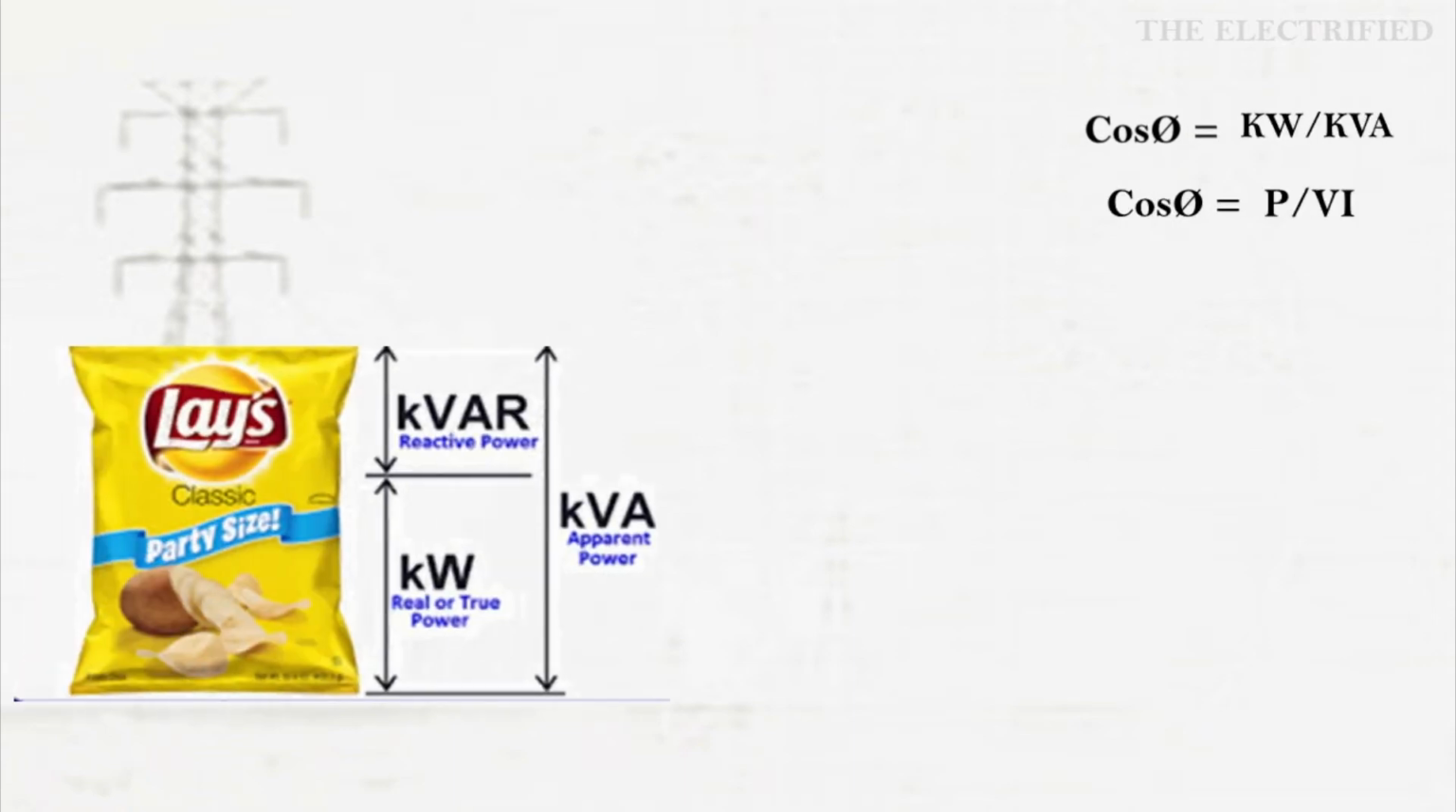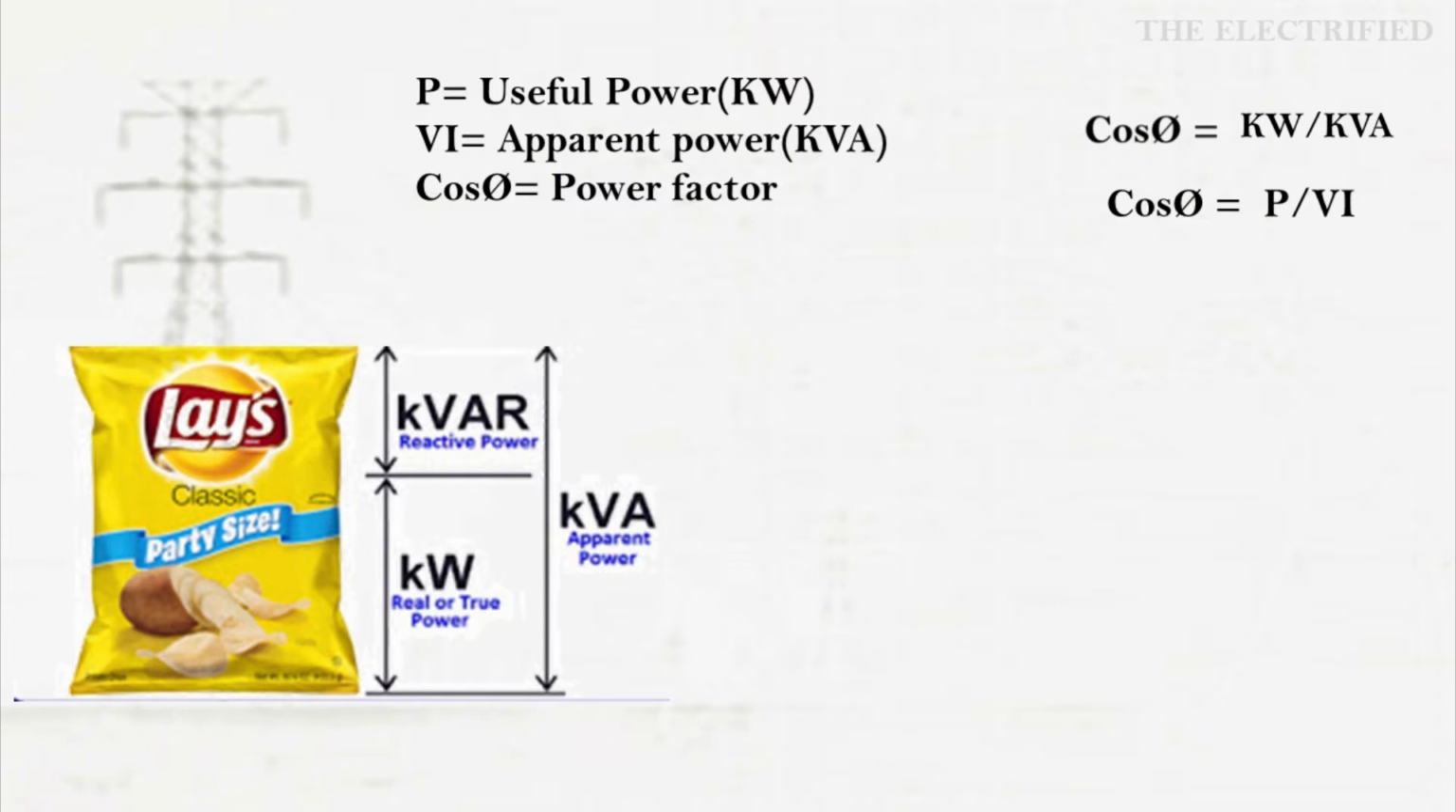Here the packet of chips represents the relation of power factor with the power which is consumed or which is wasted in the form of heat. Here kilowatt is the total amount of chips in the packet and kVAR is the space occupied by the packet which is useless. Likewise, in an equipment, kVAR is the useless reactive power that only increases the current and results in power losses. But kW is the useful power in watts.